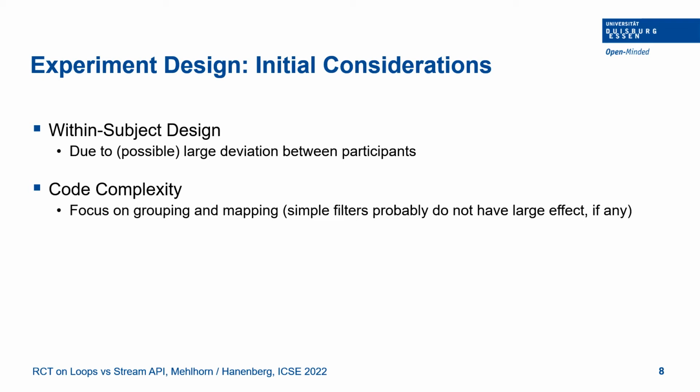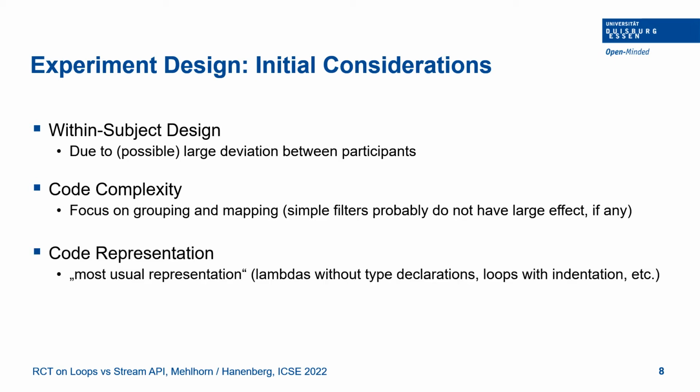So we think that if we have very, very trivial queries, we probably will not see any difference between loops or the Stream API. And because of that, we thought it makes sense to focus on grouping and mapping. And well, again, the query shouldn't be too trivial. On the other hand, they shouldn't be too complex, because too complex might also mean that a larger deviation between the subjects might appear.